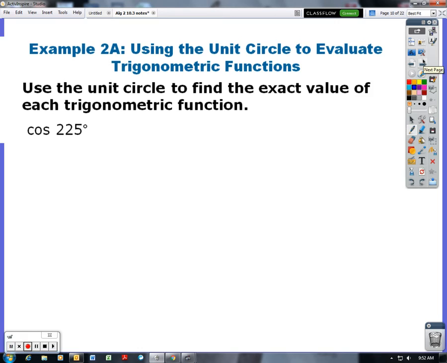Use the unit circle to find the exact value of each trig function. In class, I'm also going to show you the hand trick because you can use it. You could find this using your hand. You don't even really need to memorize the unit circle.